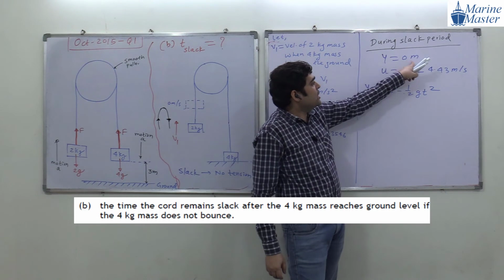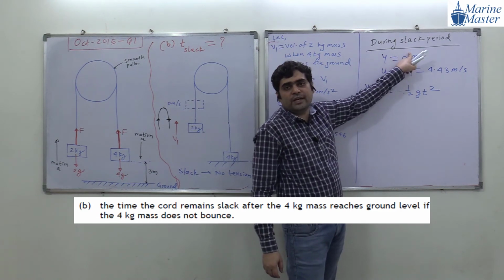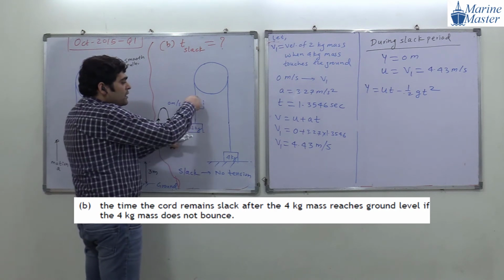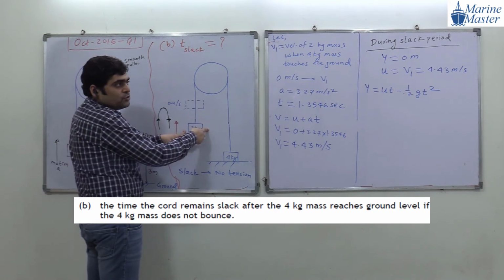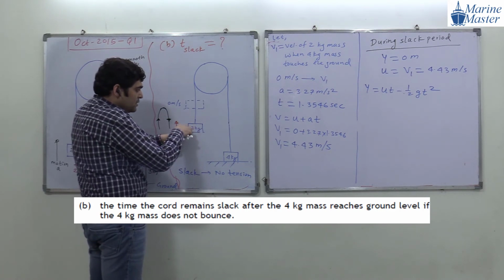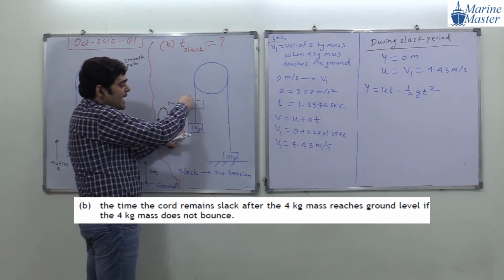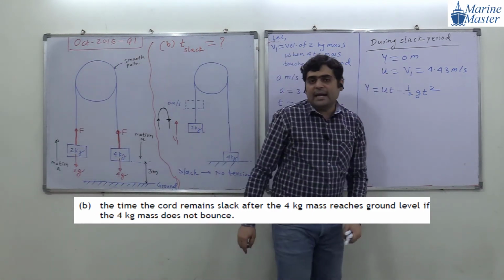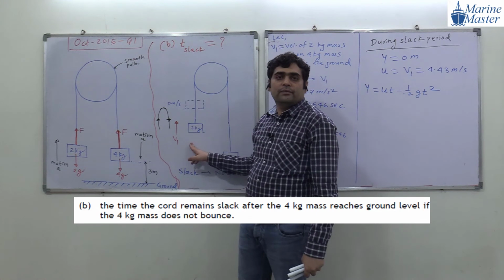And why is y equal to 0 here? Because it is starting and coming back to its original position. It goes from v1 to 0 meters per second and again comes back to its original position. So its displacement is what? 0.